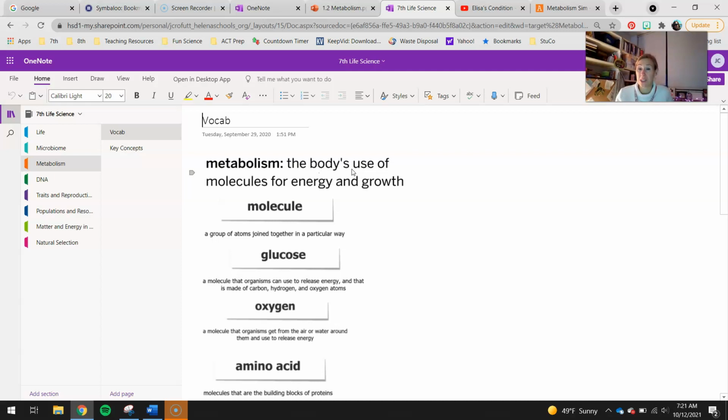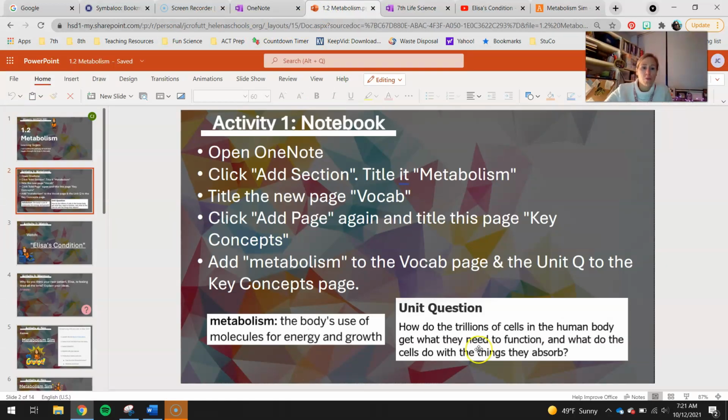If you have a slower metabolism, you're just not breaking down the molecules you need, getting them to your cells efficiently, or using them efficiently. And sometimes you might feel tired or you might gain weight, depending on what's going on with your body and what you're putting into it. Okay, so make sure you have that notebook set up correctly. And once you do, we'll go on to the next.